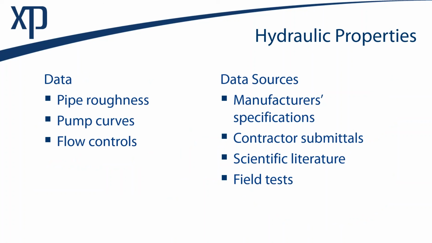Other information that we want to consider is the hydraulic properties. So for my pipe data, I'm definitely going to want to map the roughness. I may need pump curves. I may need flow control information. Where do we get that? Typically, we're going to get it from scientific literature. For some of this, I may have field test data, but more often it comes from the manufacturer or from a contractor submittal if I'm a utility. But it's important that we make this as accurate as we can.